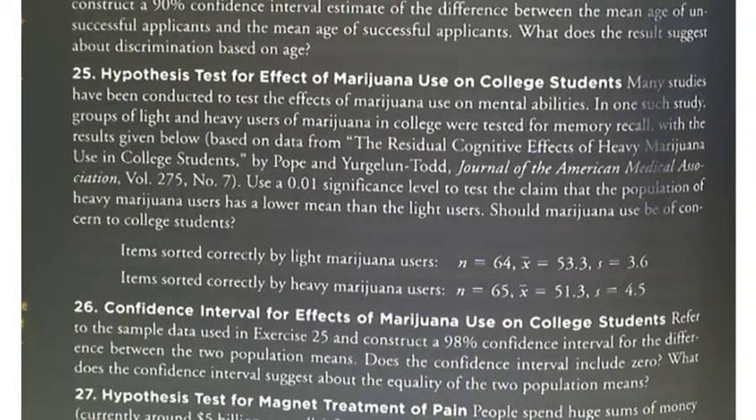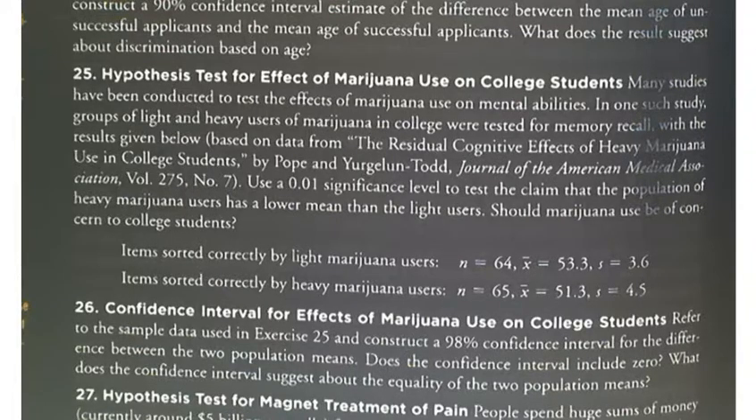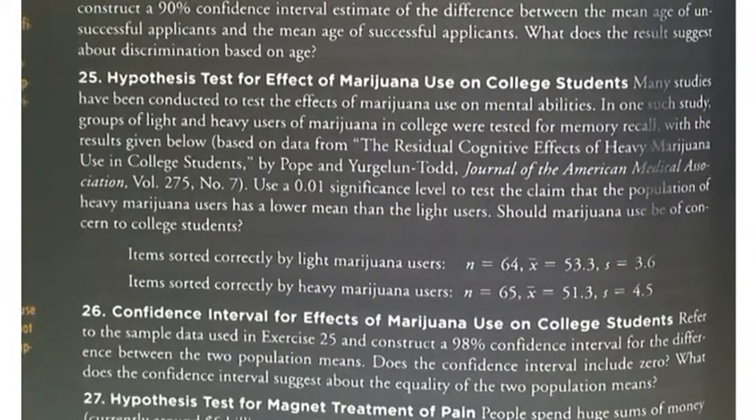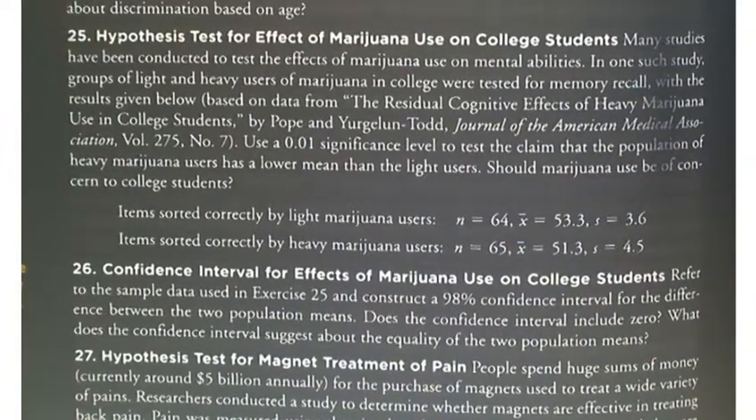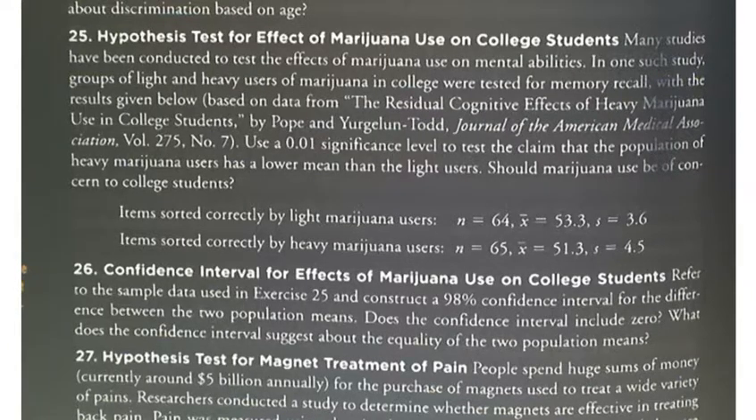Many studies have been conducted to test the effects of marijuana use on mental abilities. In one such study, groups of light and heavy users of marijuana in college were tested for memory recall, with the results given below. Use a 1% significance level to test a claim that the population of heavy marijuana users has a lower mean than light users. So, testing how many items you can recall. And these are the results. Your job is to try and set up the null and alternative hypothesis. There's actually something a little bit more to pay attention to in this one, but we'll get to that.